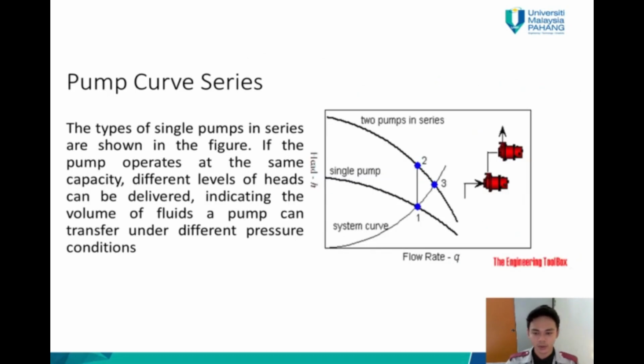This is a pump curve series. The type of single pumps in series are shown in the figure. If the pump operates at the same capacity, different levels of head can be delivered, indicating the volume of fluids a pump can transfer under different pressure conditions.